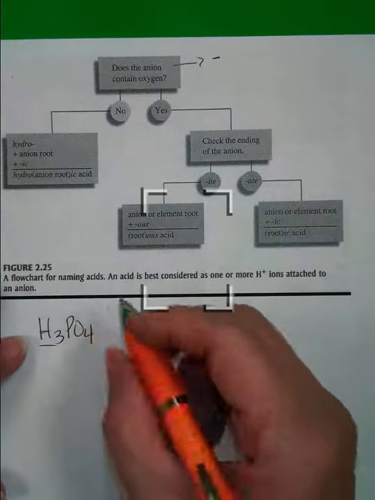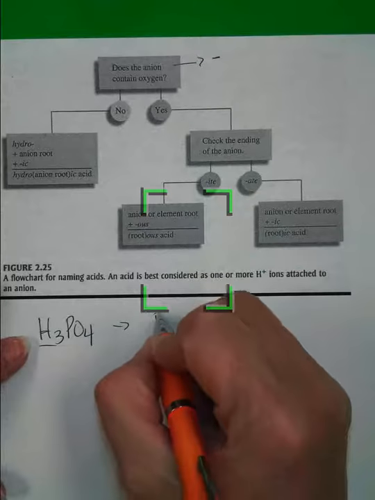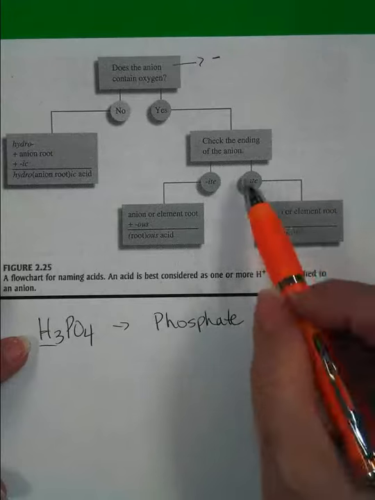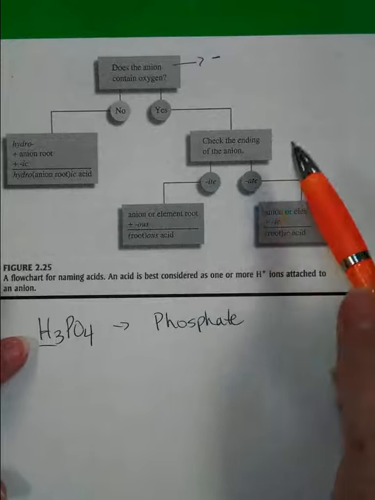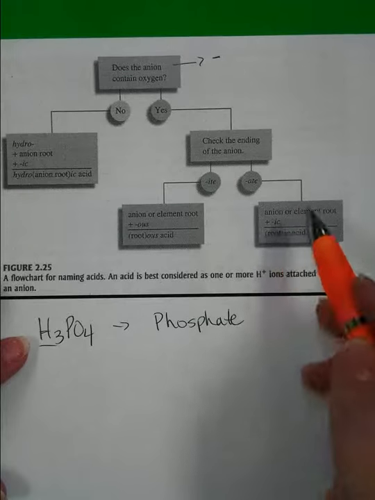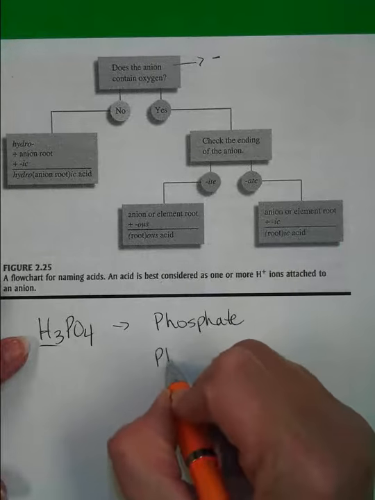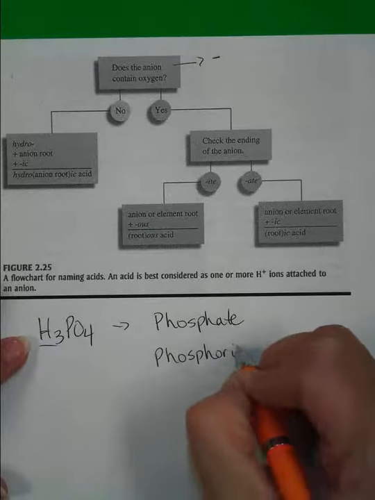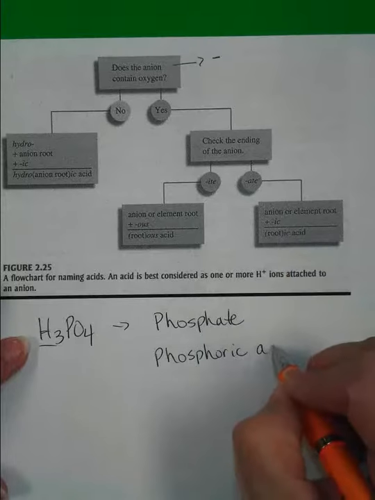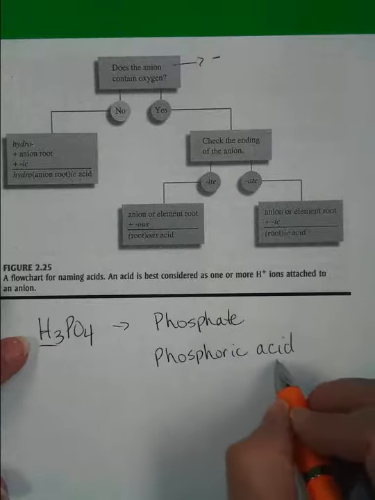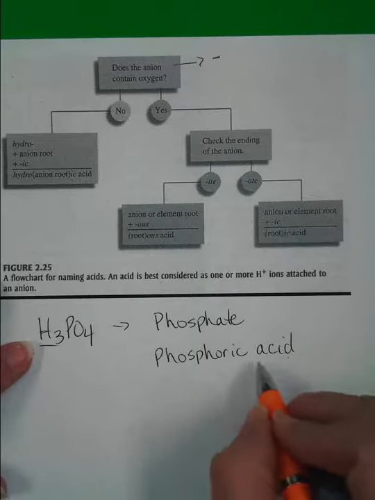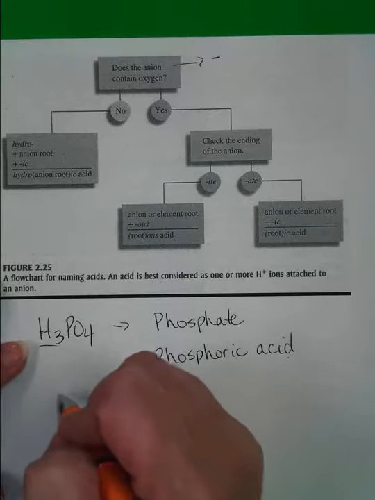So when I look up PO4, I know that that is phosphate. So I'm going to take phosphate, and I'm going to change that ending to ic. And this is one of the silly ones. Remember that we have to add the R to phosphoric, and then I just add acid. This tells me that there's hydrogen out in front because it ends in the word acid. So phosphoric acid.